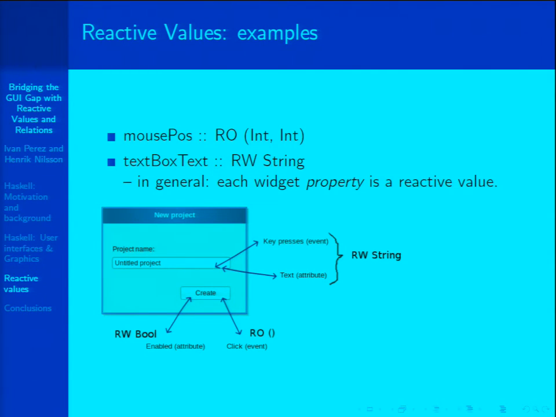Events are actually read-only reactive values that carry a unit value, a value of unit type. And when we have events that reflect changes to existing attributes, like in the case of the text attribute and the key presses, we can create one reactive value that uses both of them, so that when we get key presses, we get notified, and when we read from that reactive value, we are actually reading the text, which is what must have changed.